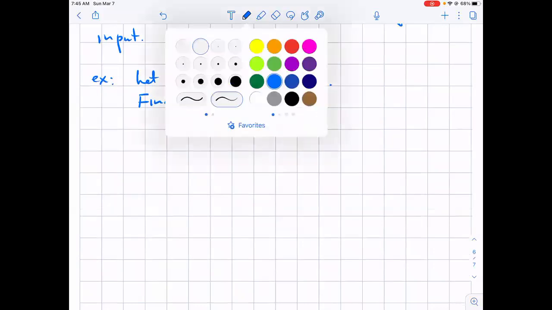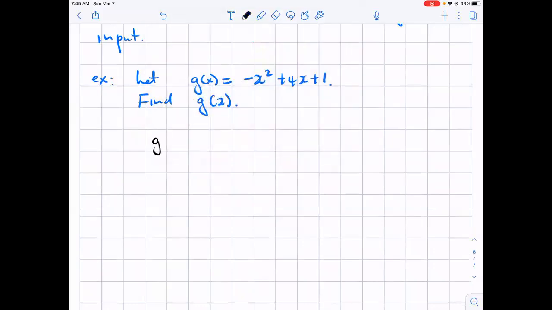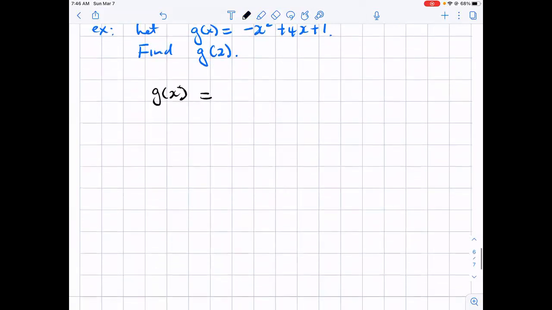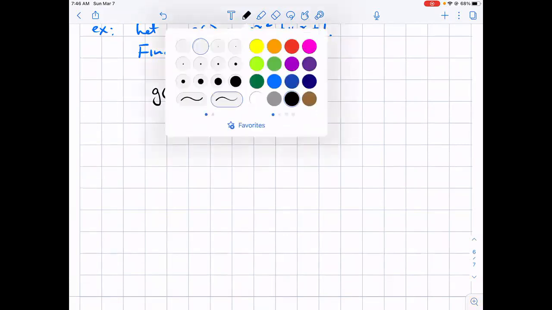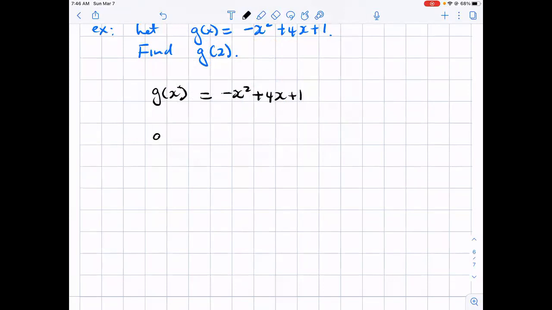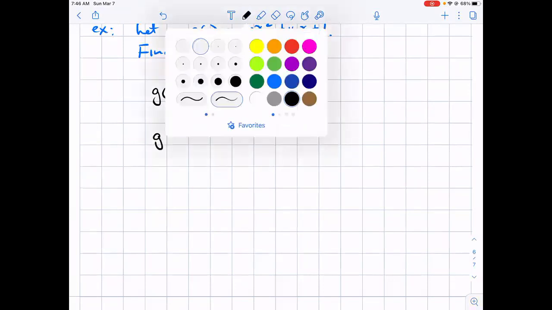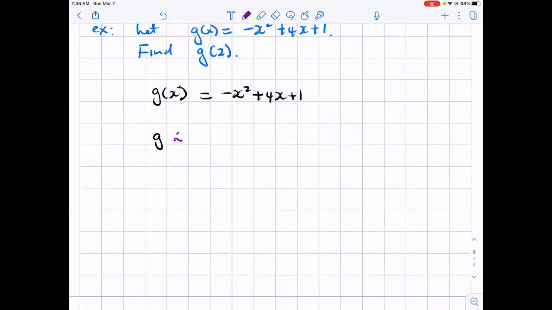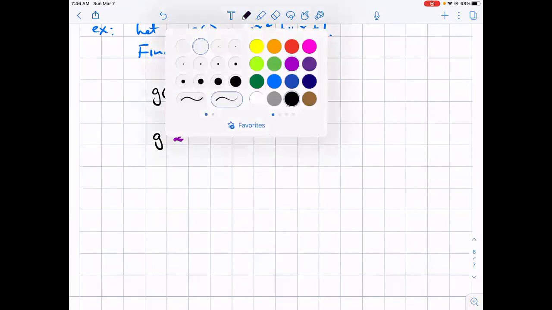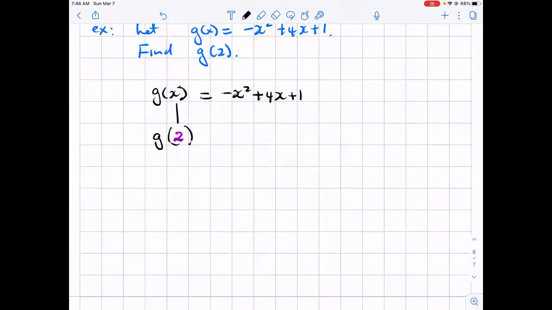So notice we have g of x. g of x is equal to minus x squared plus 4x plus 1. And we're asked for g of 2, so we want the x value to be replaced with 2.